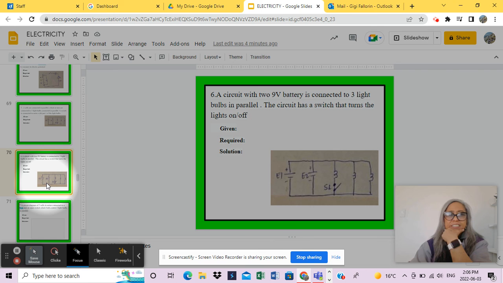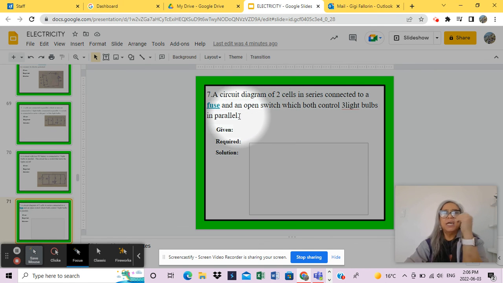The last problem is this. A circuit diagram of two cells in series. I like it when the problem would just be very clear on that. So under given, I would say, oh, series, write down the word series. And then you have the two cells, right? And connected to a fuse. Oh, how do we represent the fuse here?